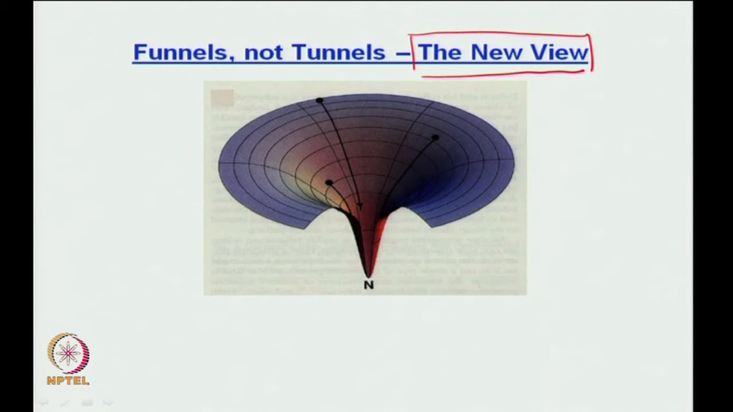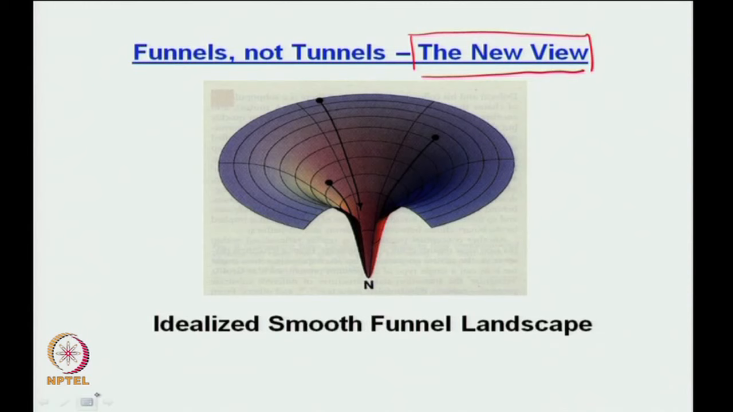Okay. Now, look at this pathway. So, this is your funnel landscape, this is an idealized smooth funnel landscape. Now, what does it do for you? What do you think is the major difference now between this one and the one you just saw in the previous slide, that is your tunnel landscape?